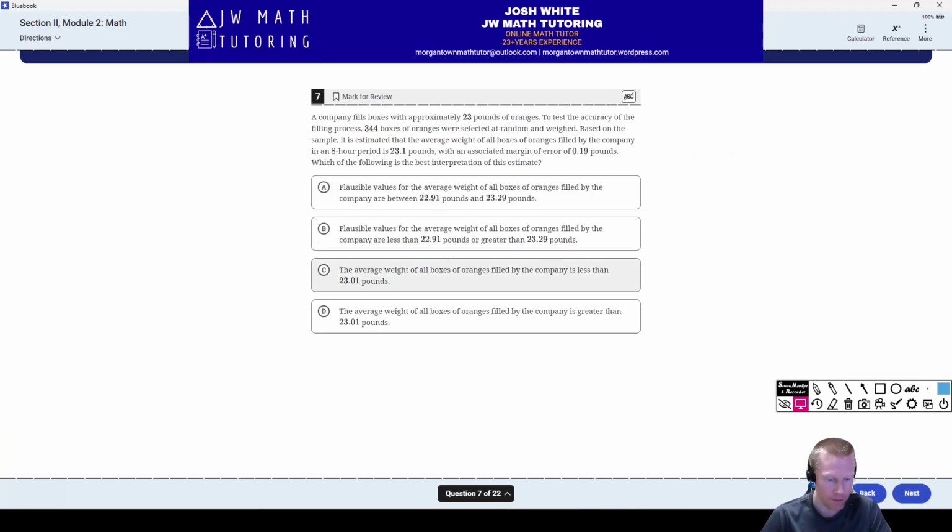Next up, we have a basic statistics margin of error type question here. Basically what's happening is the mean is 23.1 pounds. And then you have the margin of error of 0.19. The margin of error is basically how much you add and subtract from the mean value to get a range of where the plausible estimates for the mean actually are.